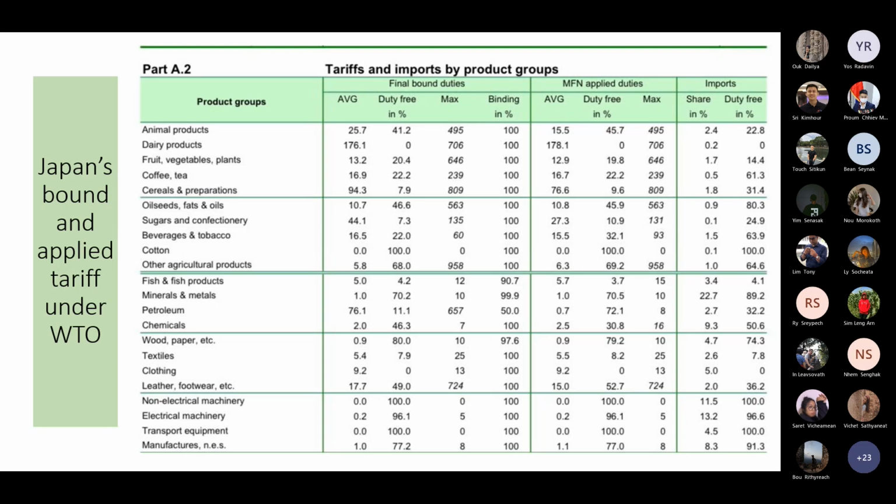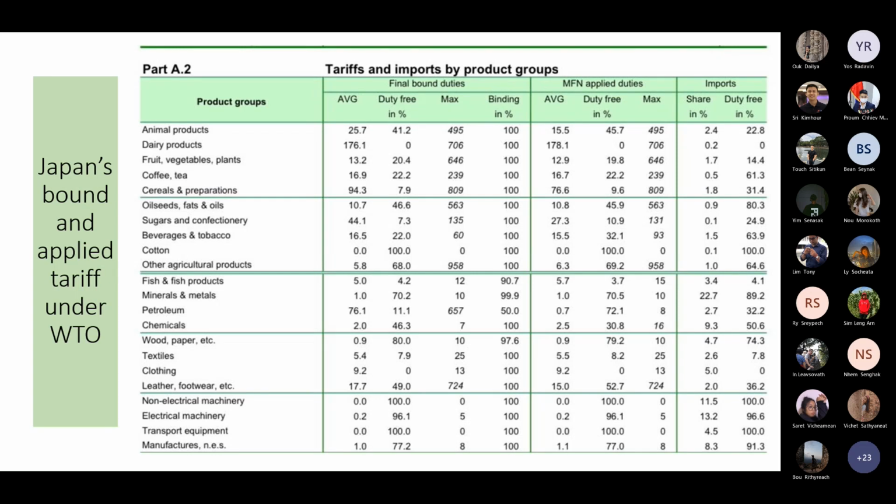But what do you mean by MFN? It means that Japan applies 15.5% to all the members of the WTO. As I said, when you apply a certain level of duty on a certain good, you must apply it to all the goods from all the members. You have to apply the same level of tariff on the same good from all the members. It doesn't mean that you apply it only to a certain member of the WTO. No, you have to apply it to all members as long as it is the same good.